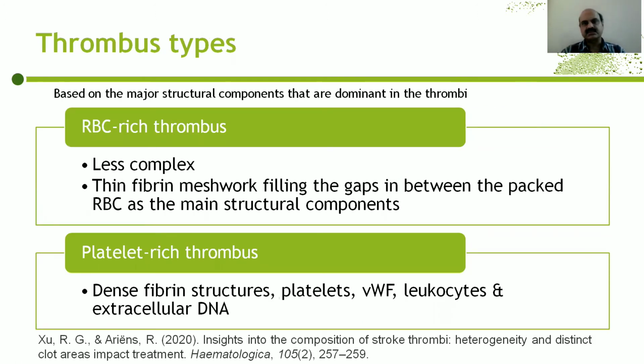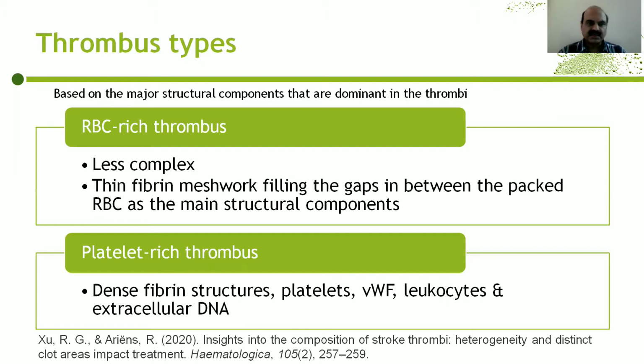Coming to the characteristics of the thrombus, we can broadly divide it into two categories. One is RBC-rich thrombus. RBC-rich thrombus contains a lot of RBCs. The fibrin meshwork is thin and filled by RBCs, and these clots are softer in nature.